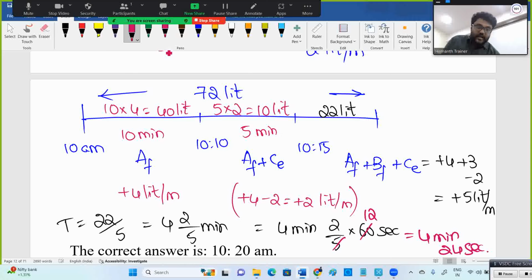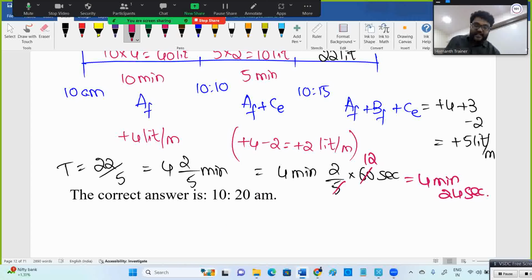Okay. Now at what time? Anyone can say 10:15. From there 4 minutes means 10:19:24. Approximately, they said in the question. I can consider 10:20. 10:19 completed, I entered into the 10:20 zone. So we can go with 10:20 like that, as they mentioned approximately. But the exact answer is 10:19:24 a.m. The exact answer should be like this.